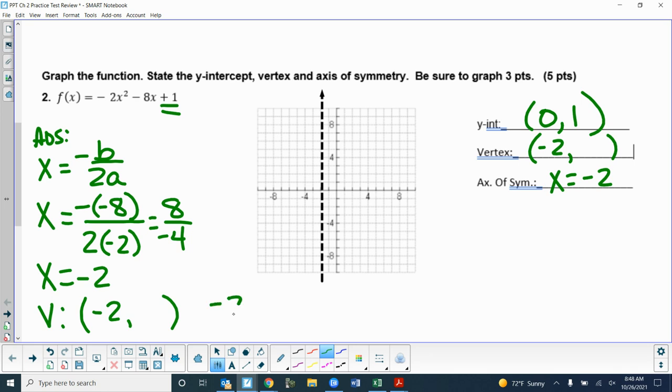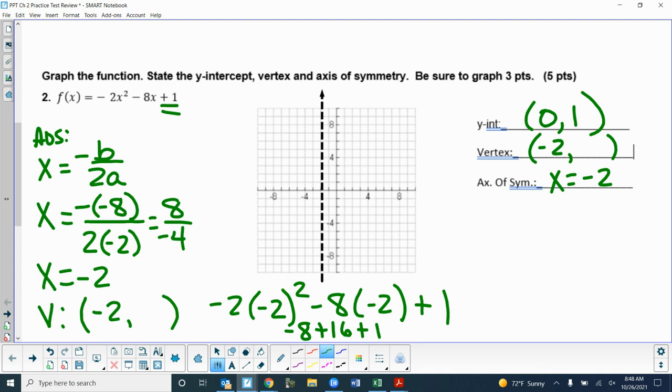So negative 2 times negative 2 squared minus 8 times negative 2 plus 1. When you do that math, you get a positive 4 times negative 2, which is negative 8. A negative 8 times a negative 2 is a positive 16. Negative 8 plus 16 is positive 8 plus 1 makes it a positive 9. All right? So negative 2, 9 is my vertex.